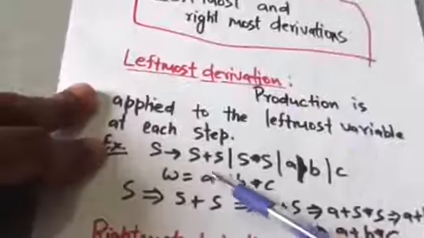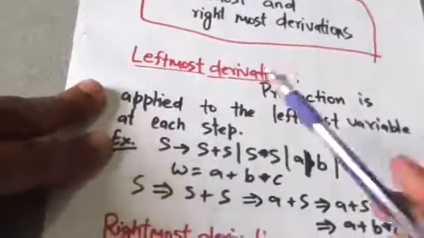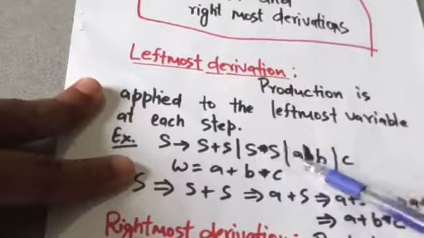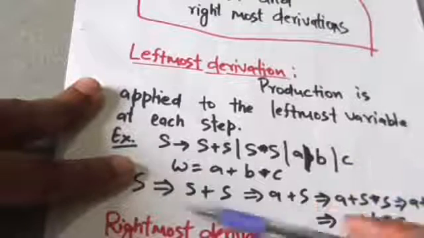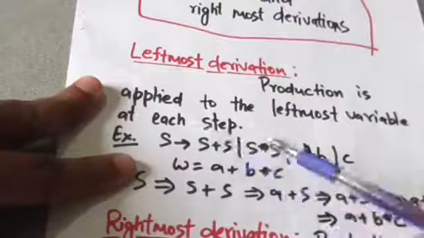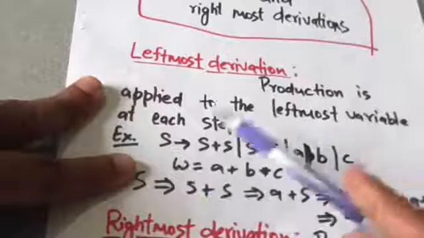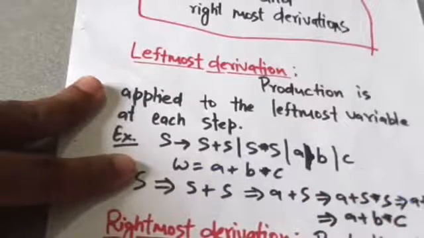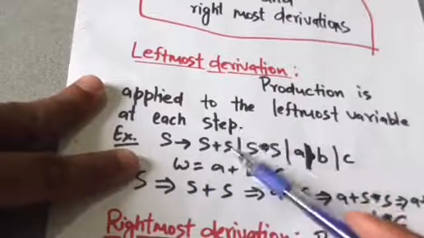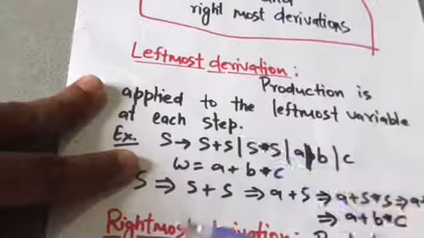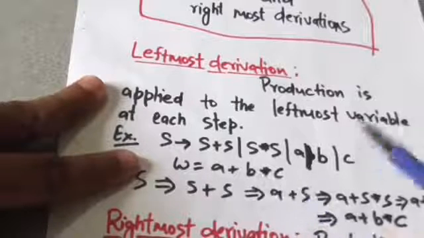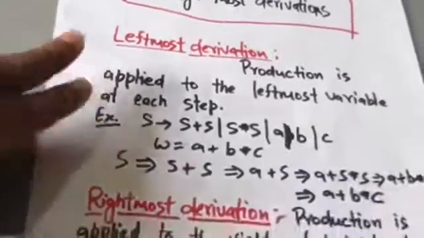Now suppose these are the productions of some grammar. In this, S is the start symbol, plus, into, and small a, small b and small c are the terminals. Right? These are the production rules. S derives S plus S, S derives S into S, S derives a, S derives b, S derives c. Now there is a string in the language of this grammar. Right? This string is w, which is equal to a plus b into c. Now we have to find out its leftmost derivation.